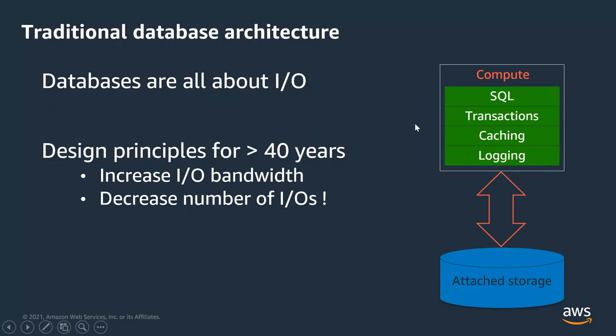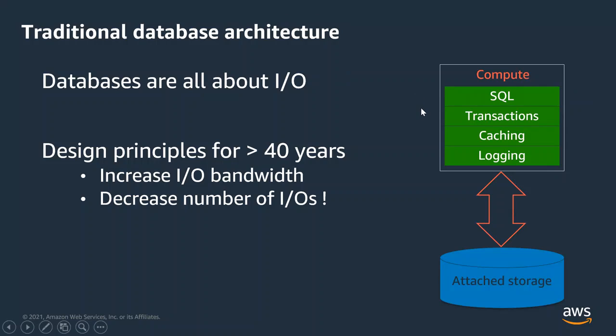The traditional database architecture looked like this. There is a compute node which processes the SQL statements and handles transactions. In terms of caching, we also call it the buffer pool; you maintain the data in memory. And then you have a logging subsystem that we talked about. Whenever there is a modification, you need to write it to durable storage. So both the logs and the database pages were written to the attached storage. This has been the architecture for several years.